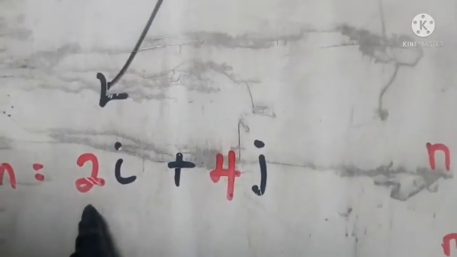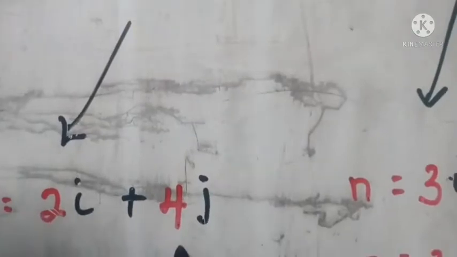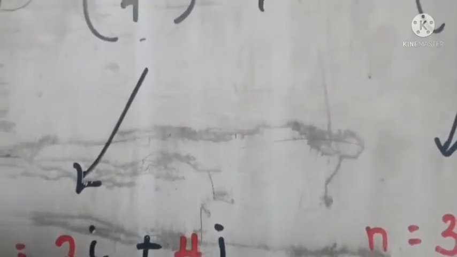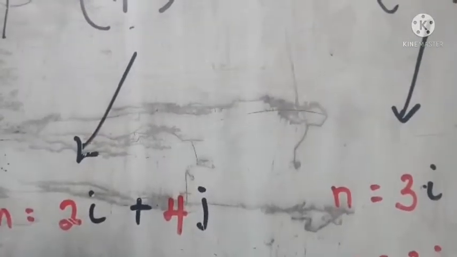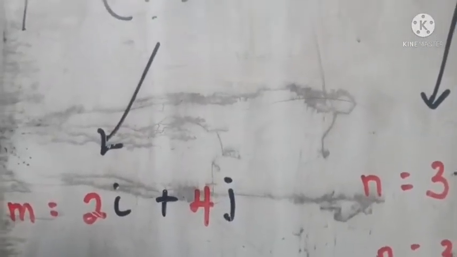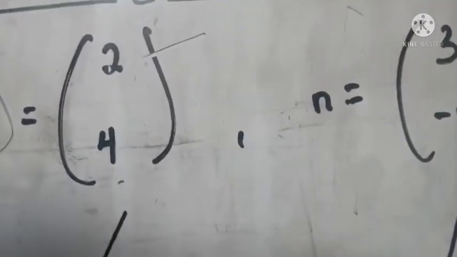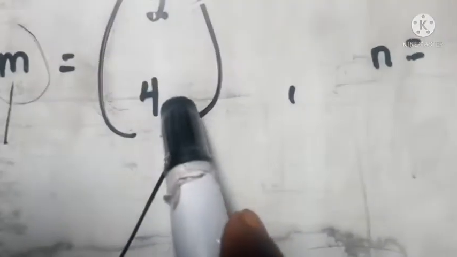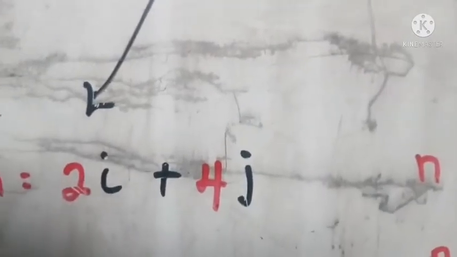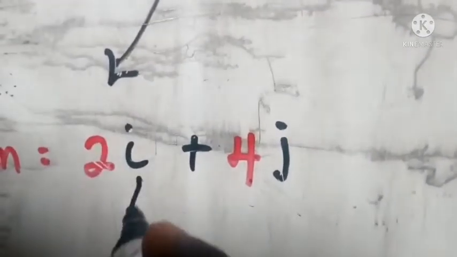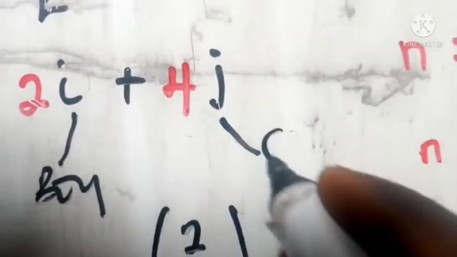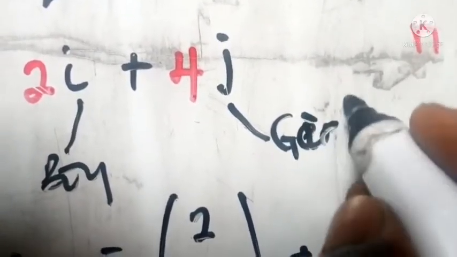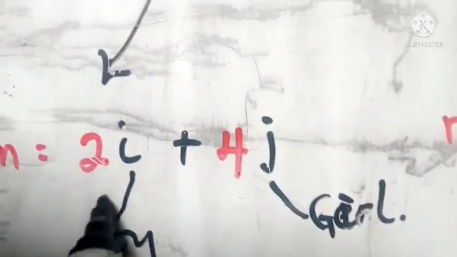This can be 2i plus 4j here. The same thing here, we are having 2, 4. This can be the component form, and the other one can be in the vector form. So don't worry about that. All that matters is you must know how it looks. This is one form of a vector, and this is also another form of a vector. Assuming the i here is a boy, and this is a girl. Maybe a boy and a girl.